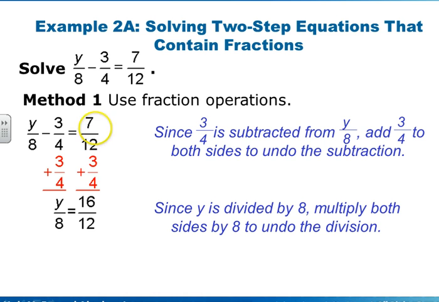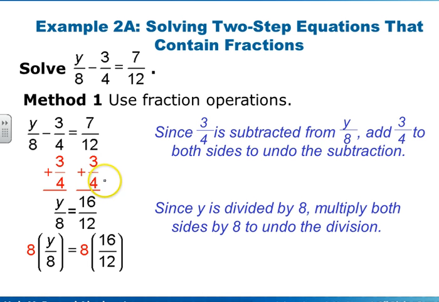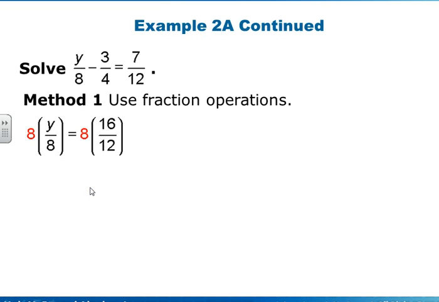Please remember that when you are adding, they need to have the same denominator, so times 3 and times 3, and then you end up with 7 plus 9, and you get 16 over 12. The next step is to multiply both sides by 8, since we are dividing by 8, and then we simplify to 32 over 3.